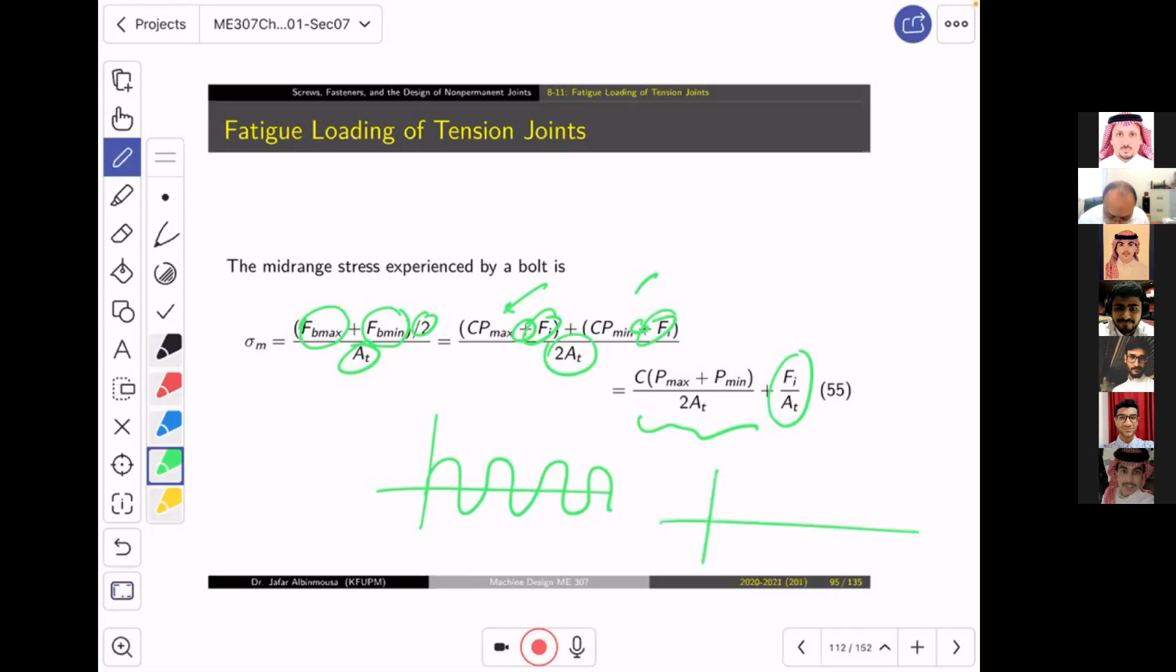If you fluctuate such that you have a maximum and a minimum and they are not equal in magnitude, you will generate a mean. That mean is represented by this part. Do you understand this, ya shabab? Is it clear? Now, what happened is this.